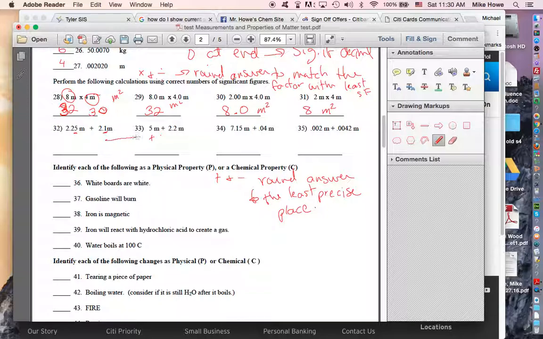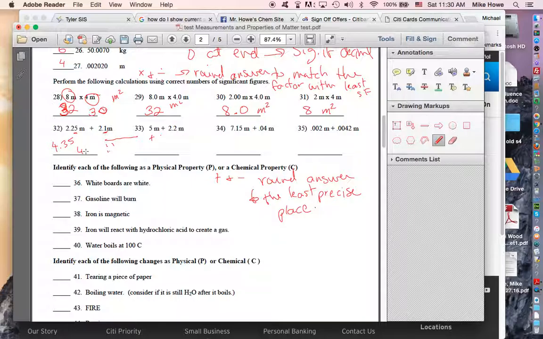So if this is a meter, a tenth of a meter would be about right there, and a hundredth of a meter would be about right there. So which is less precise, this area or that one? Well, tenths are. So you'd have to round your answer to the tenths place. So your answer would be 4.35, but you have to round to the tenths place because that's less precise right there.